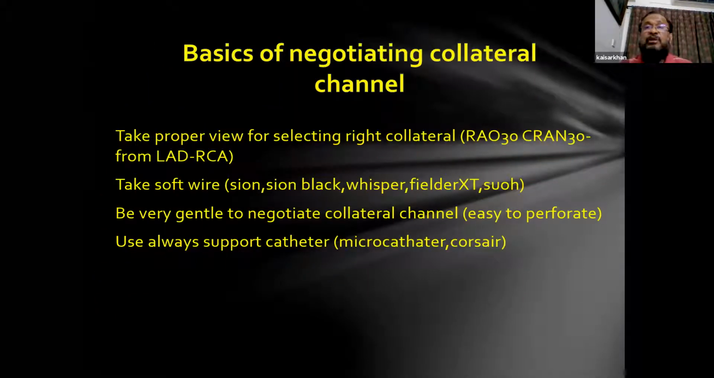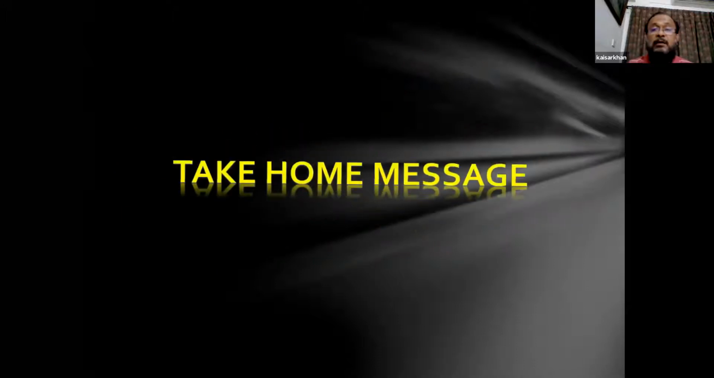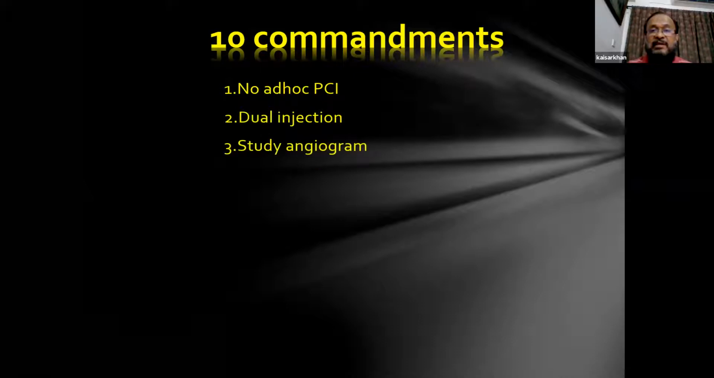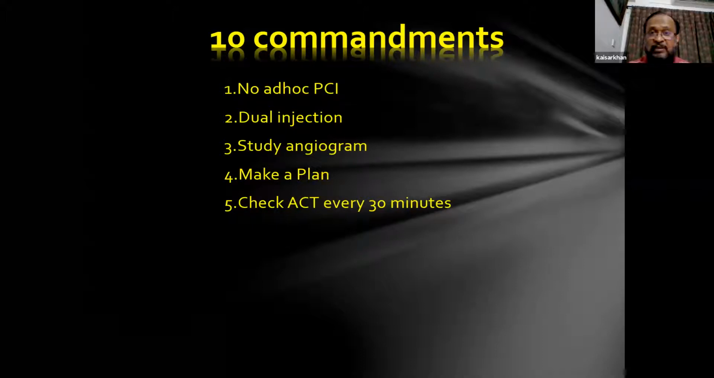Basics of negotiating collateral: take proper view, take soft wire, be very gentle to negotiate the collateral channel, use always support catheter. So take home message, 10 commandments: no ad hoc PCI, CTO PCI at least dual injection, study angiogram, make a plan, check ACT every 30 minutes. I put this task on my sisters. They do it because I can't remember those things. And if you miss, there will be thrombosis and disaster.